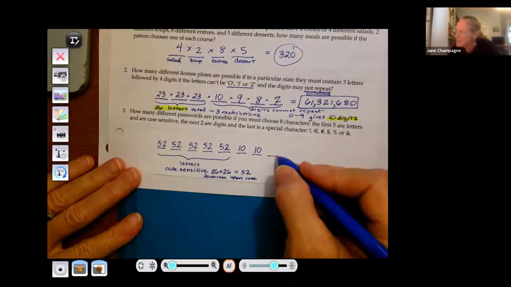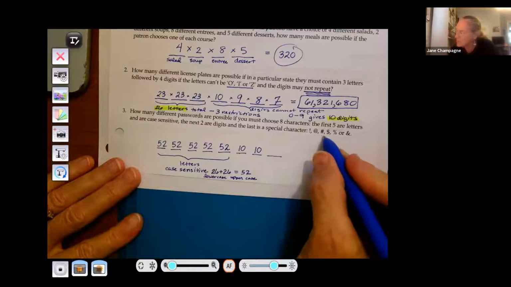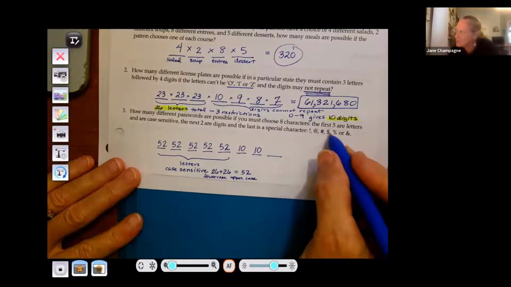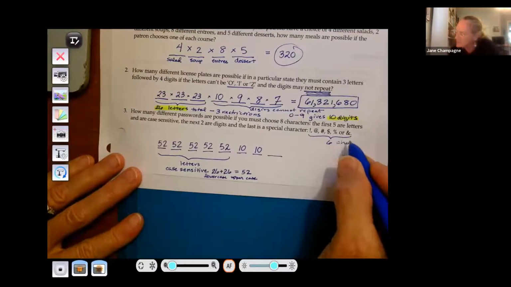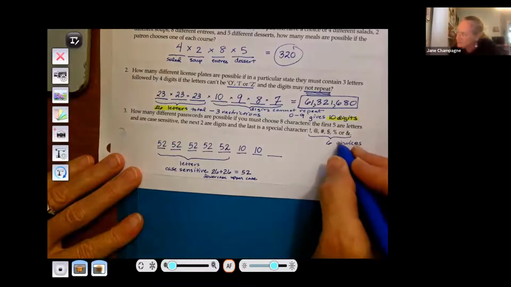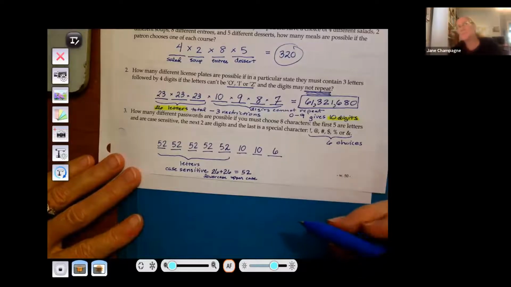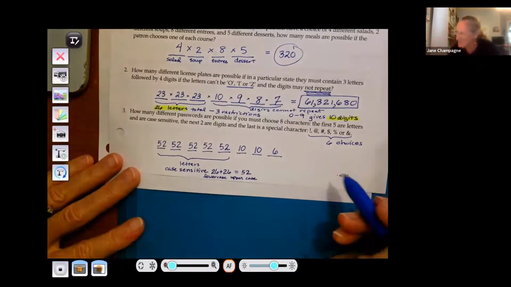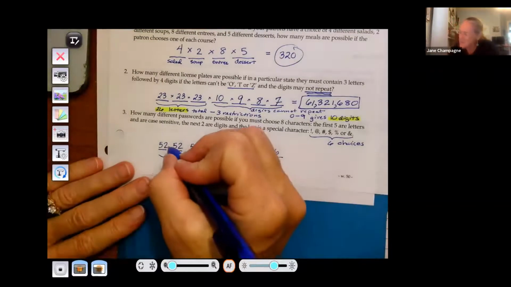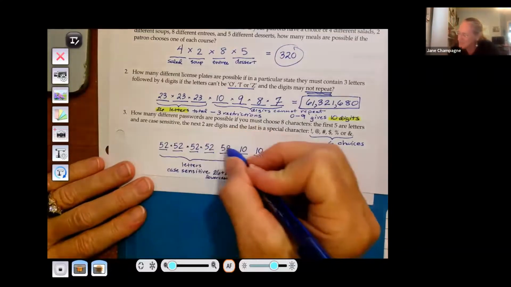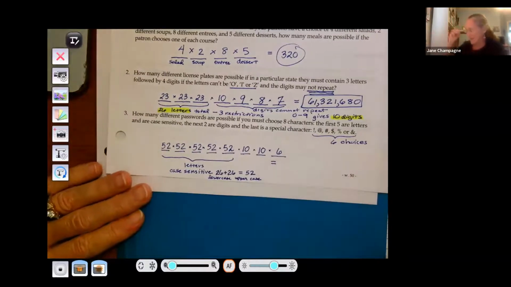And then the last digit is a special character, and they're allowing these special characters, 1, 2, 3, 4, 5, 6 options there, 6 choices for a special character. Usually there's a lot more than that, right? Usually they just say you can't use certain things. Here they're telling you which ones you can use because we need to know how many there are. All right, so multiply these all together. And we will see how many passwords there are.